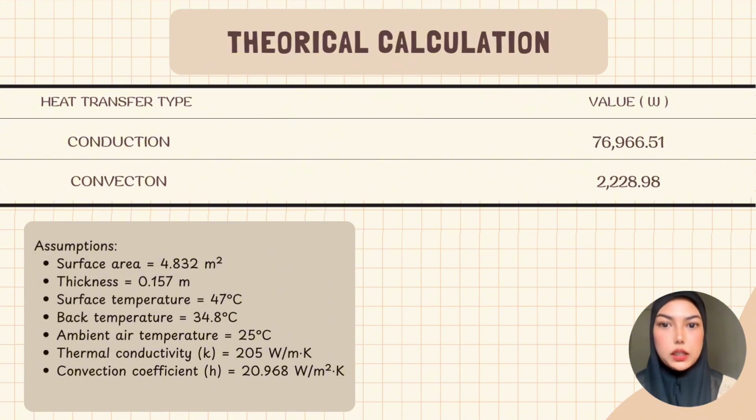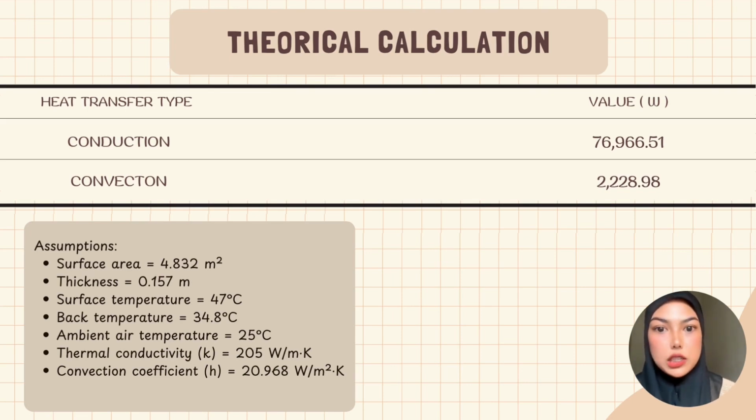For this part, we did the theoretical calculation to estimate heat loss from the collector panel through conduction and convection. For conduction, we used the material properties of aluminium with a surface area of 4.83 meters squared, a thickness of 0.157 meter, and a temperature difference from 47 Celsius to 34.8 Celsius. The result was 76.96 kilowatts of heat loss by conduction.